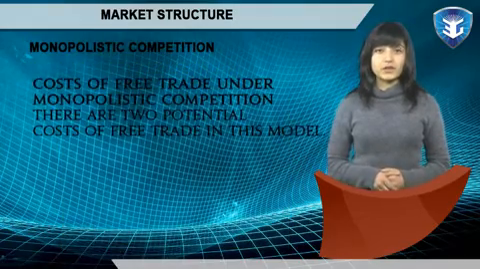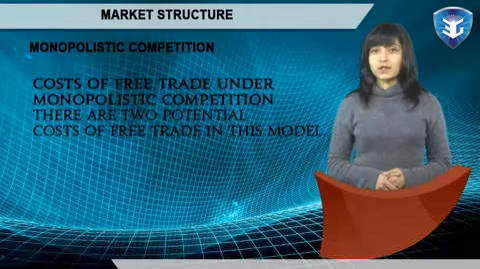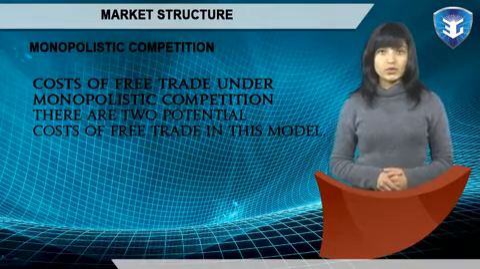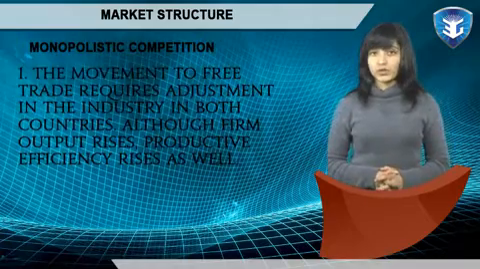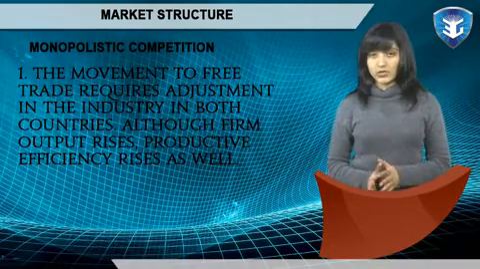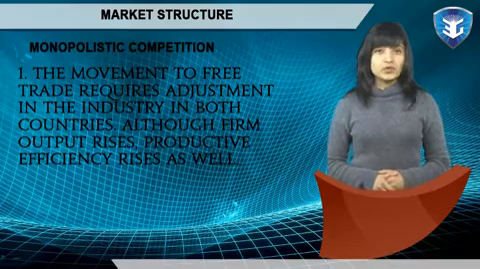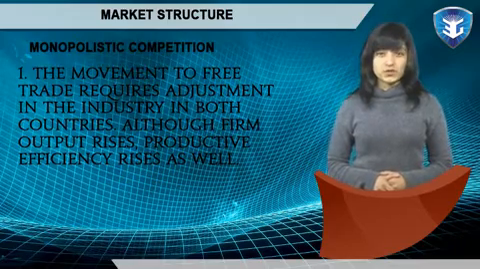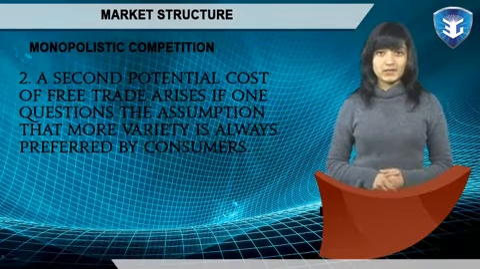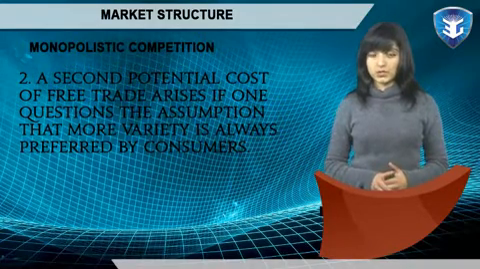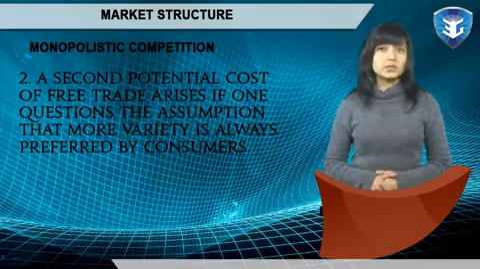Costs of free trade. Under monopolistic competition, there are two potential costs of free trade in this model. The movement to free trade requires adjustment in the industry in both countries. Although firm output rises, productive efficiency rises as well. A second potential cost of free trade arises if one questions the assumption that more variety is always preferred by consumers.